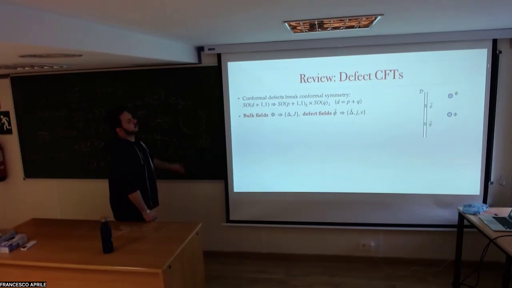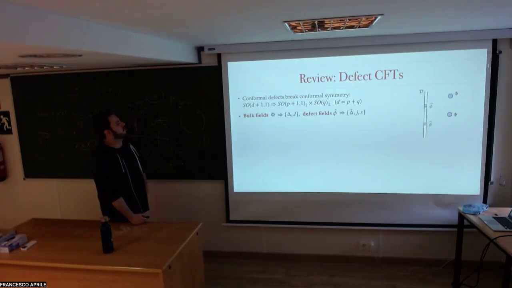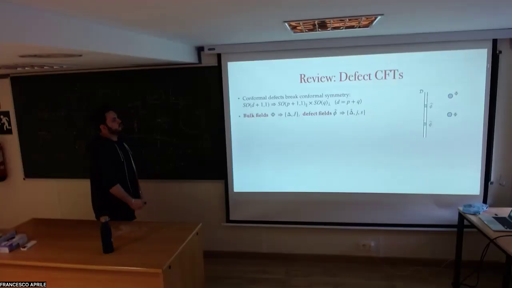So let me first review a little bit of defect CFT in general. As I said before, conformal defects are non-local excitations which partially break the conformal symmetry. So from the original conformal group SO(d+1,1), we have the residual conformal group along the direction parallel to the defect times the rotational group in the orthogonal direction. Here p is the dimension of the defect, and q is the codimension. So in general, once we introduce the conformal defects, we have two different classes of operators.